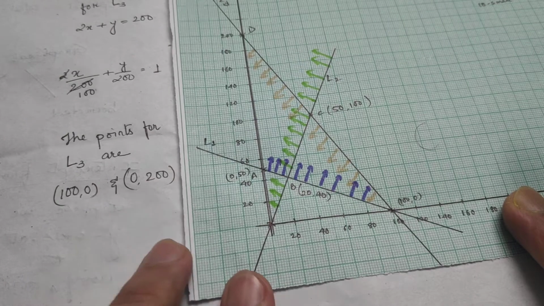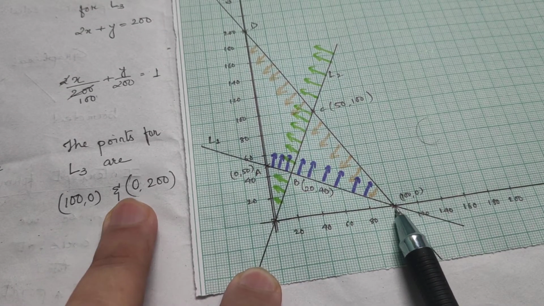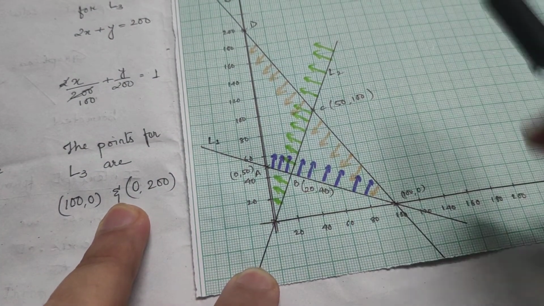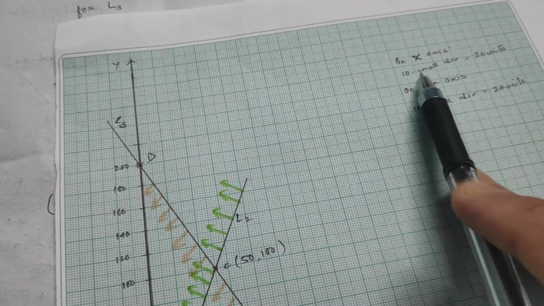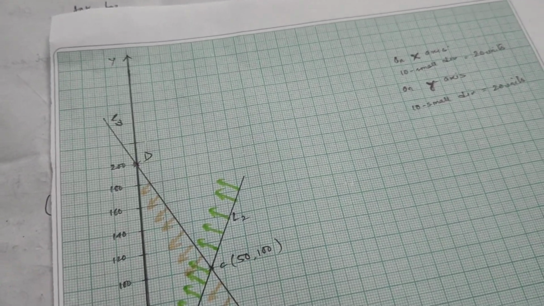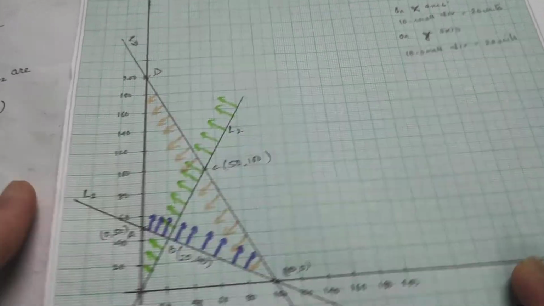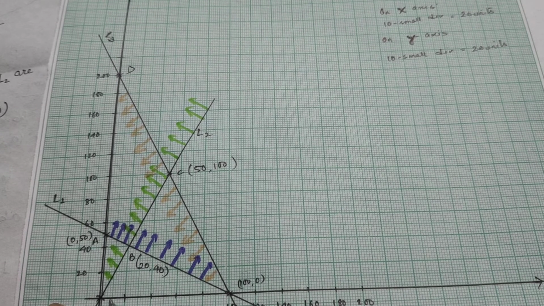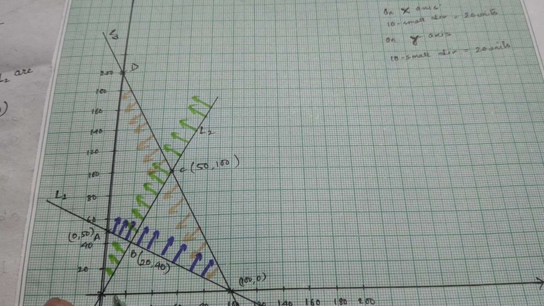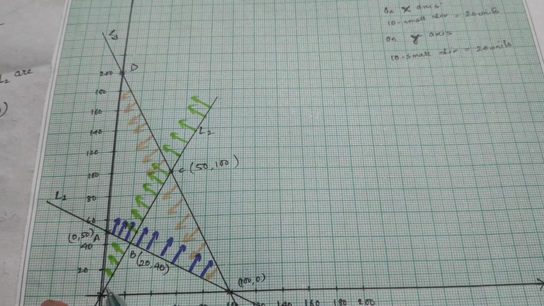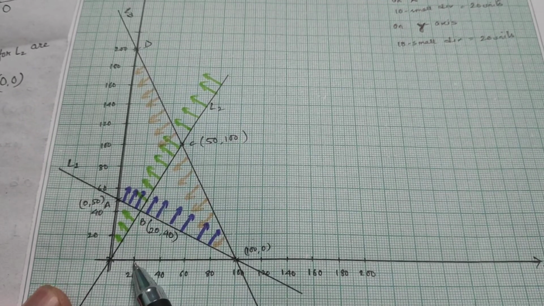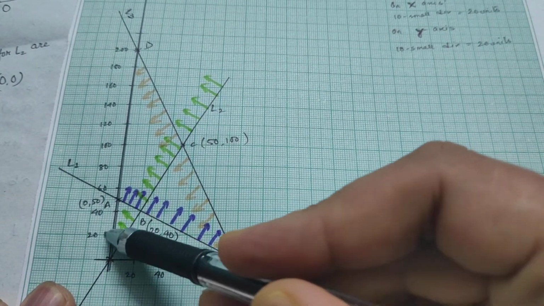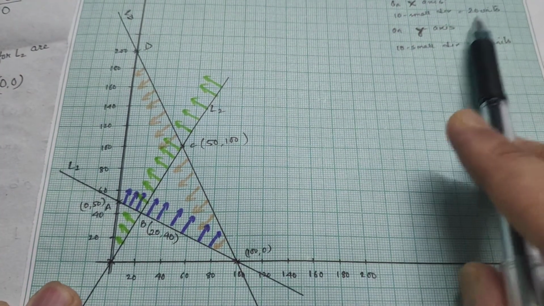Okay, let's go to the third line, which has points 100 comma 0 and 0 comma 200. 100 comma 0 is here, and 0 comma 200 is here. Whenever you are drawing a graph, don't forget to give scaling. On the x-axis I have given that these 10 small divisions equal 20 units. You can see this is 20 units, and on the y-axis 10 small divisions is how much? 20. This is very important, you should write this.